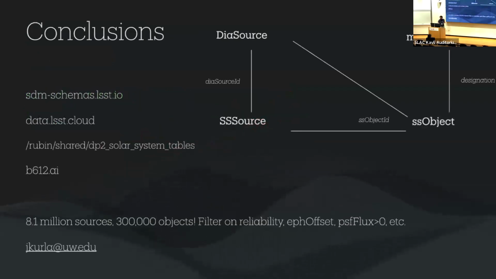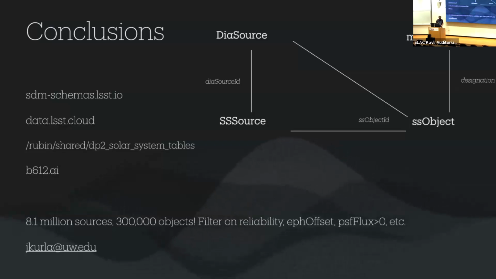All right, conclusions. Those are the tables. That's how to merge them together. If you want them, please look at SDM schemas. It has all of the information that will save you from making lots and lots of mistakes that I have made. RSP is at data.lsst.cloud, go there and get DP2. It's really awesome. If you want to look at the DIA source and SS source tables merged together, which I'm really going to bet most people do, there's a file over there.